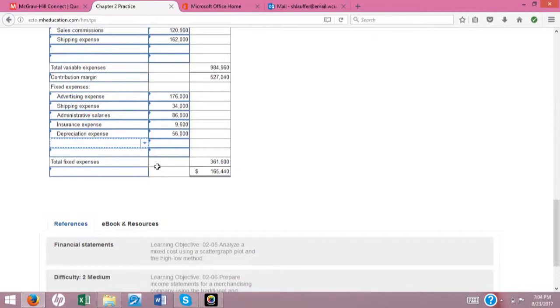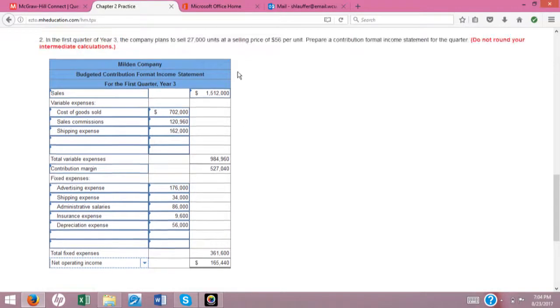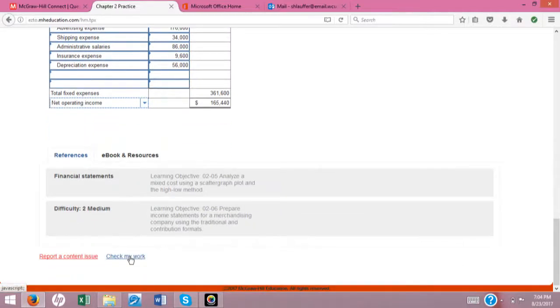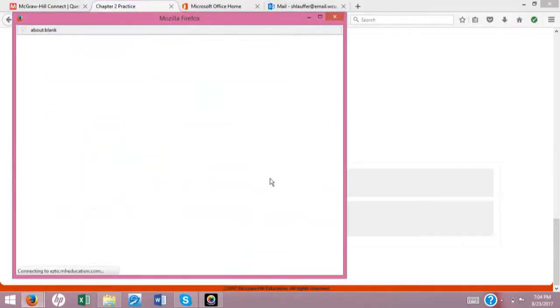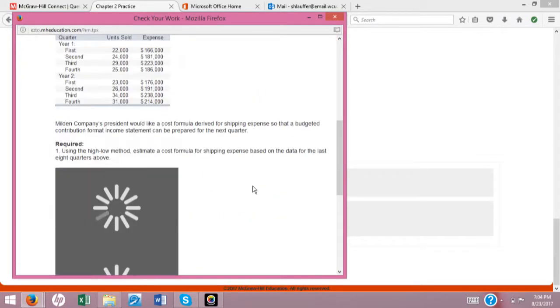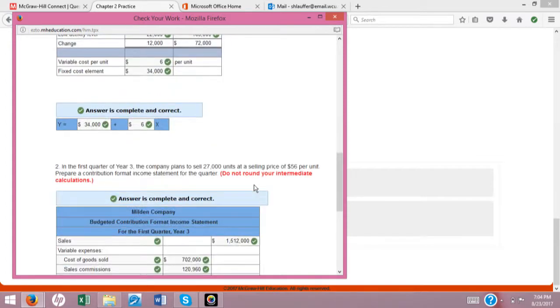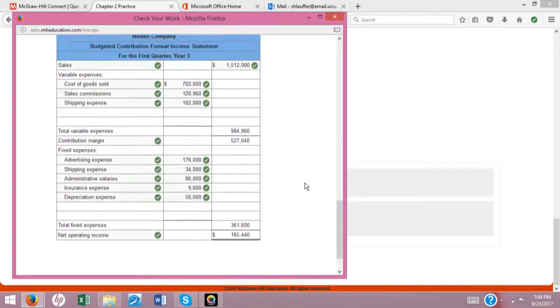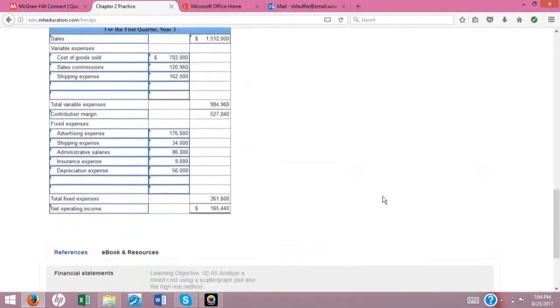All right, so that gives us our total fixed expenses, and we need a title down here, and this would be net operating income because we actually have more revenue than we had either variable or fixed expenses. Now I'm going to check my work one more time to make sure I didn't do any math wrong, so that I don't confuse you. Don't you wish there was a check my work thing in real life? Oh, and I see lots of green things, so I'm going to close that again.